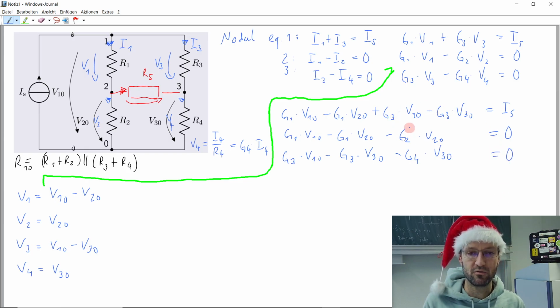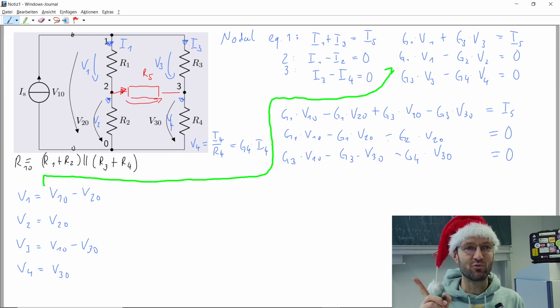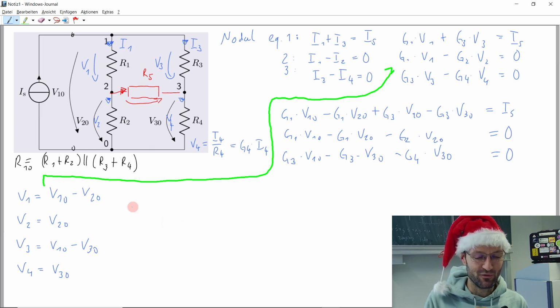And so now, looking at this, what have we achieved? We have an equation system with 3 equations and 3 unknowns, namely the 3 nodal voltages V10, V20, and V30. So now what I will do is rewrite these equations. Do you spot some mistakes somewhere? No, okay. If you do, please make me aware of it.